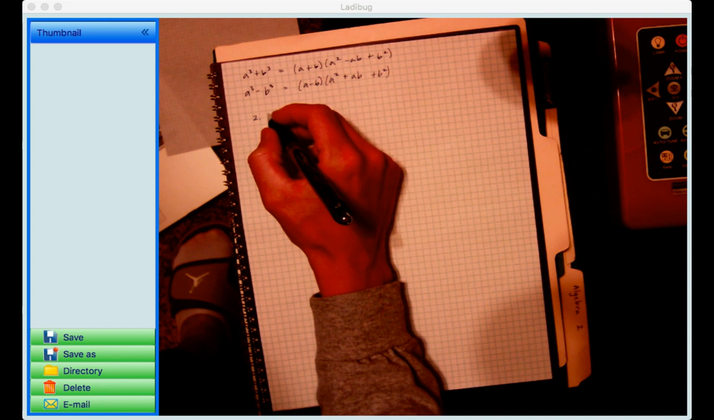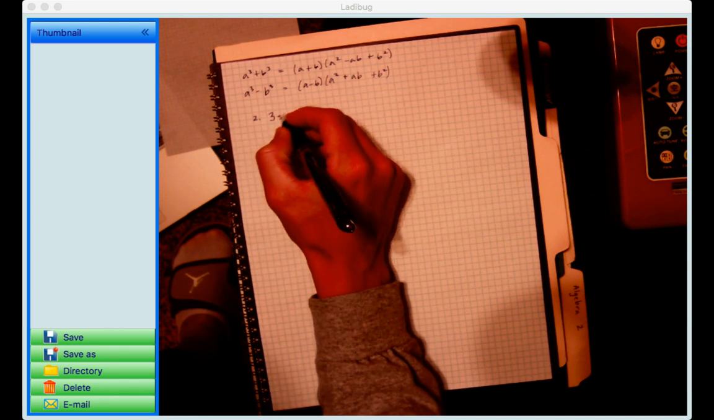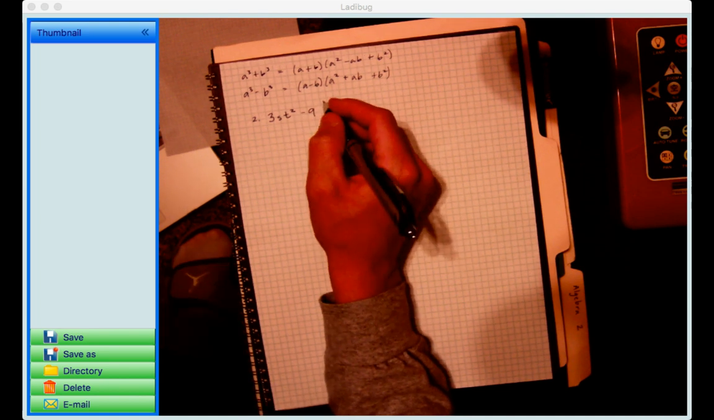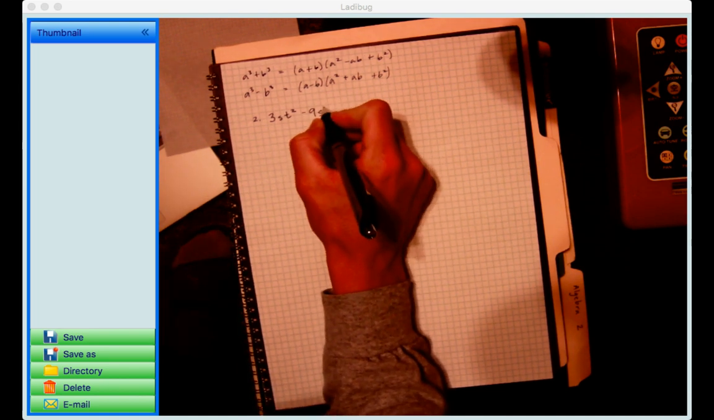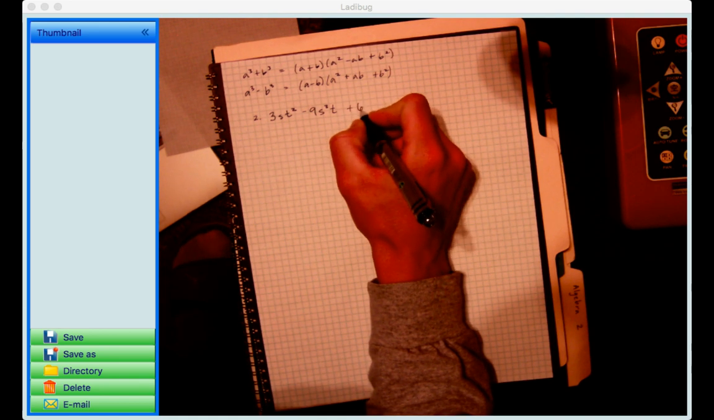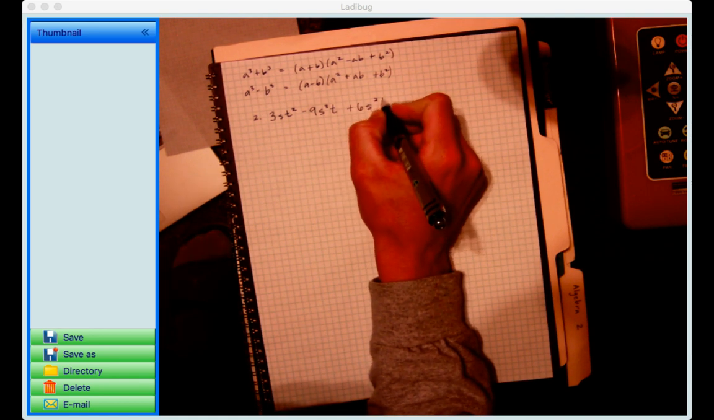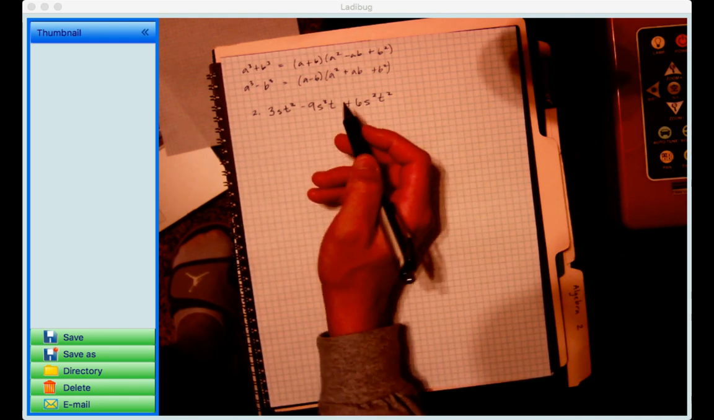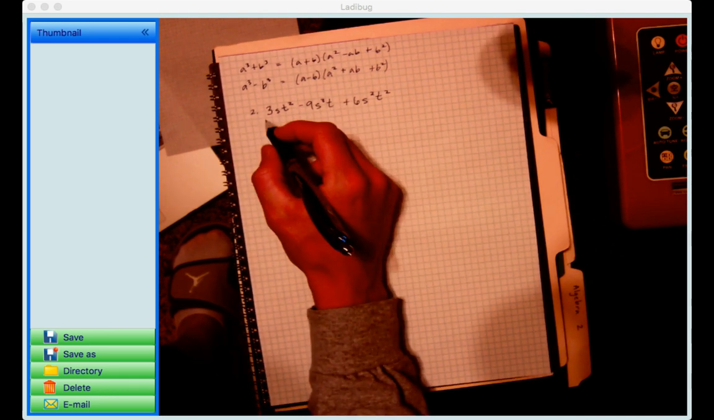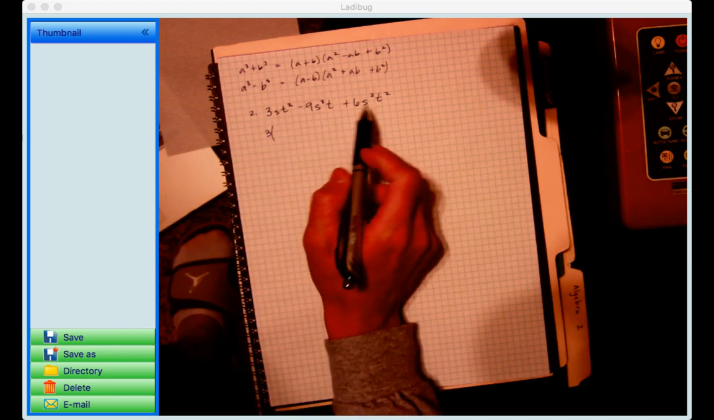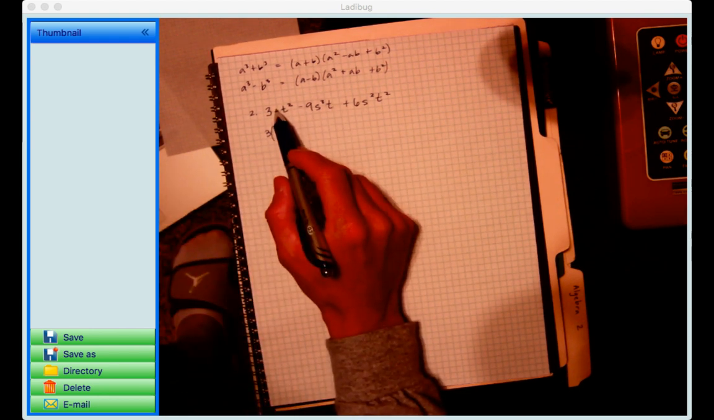So it's 3st squared minus 9s cubed t plus 6s squared t squared. So I always look at my numbers 3, 9, and 6 and see what I can take out of all of them. So I can take a 3 out. And then s, you have to go with the smallest power.